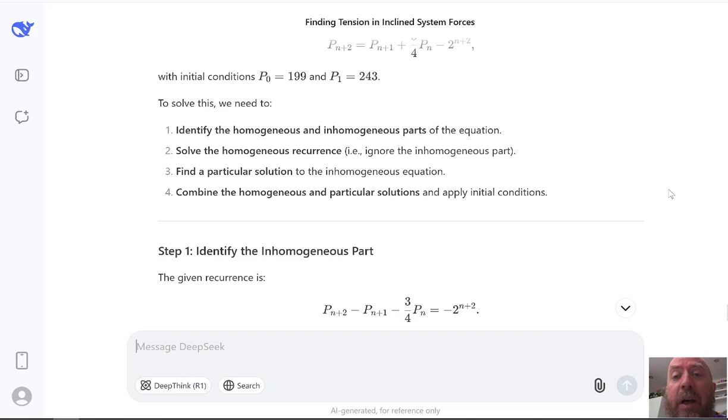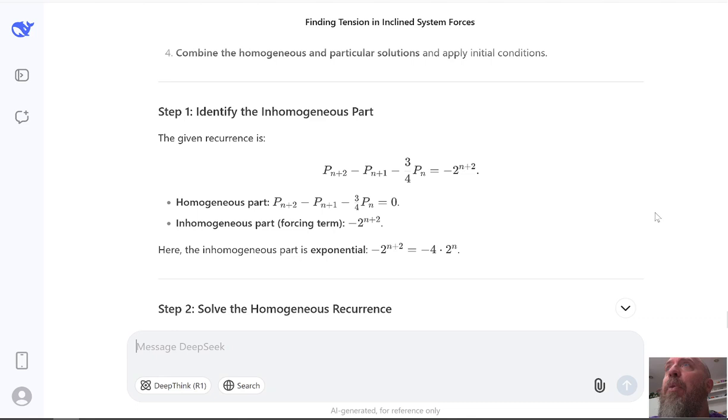Are you okay with 1 or 2 or 3 or 4? So can you identify which bit's which? And the homogeneous part is the stuff with the Pns, and the inhomogeneous is the other stuff. I've never seen the word forcing term before, and so I don't want to mess up my flow here, but I would say, what on earth is a forcing term?